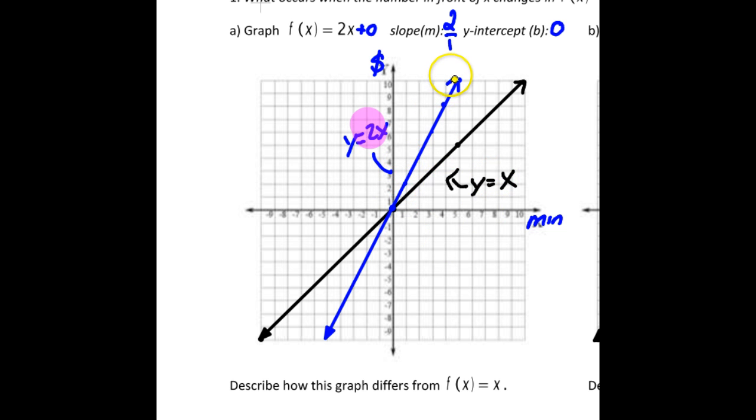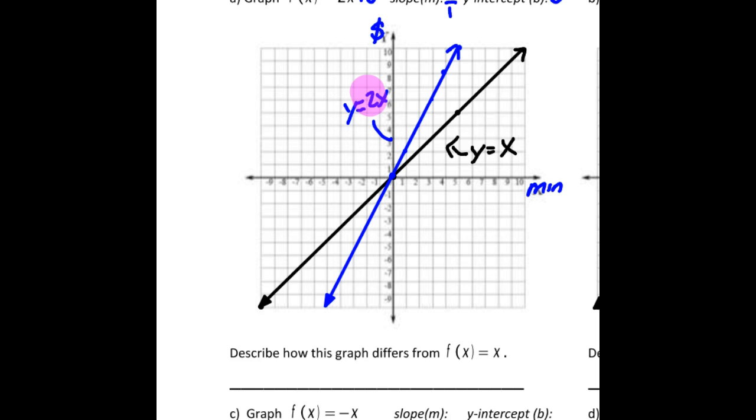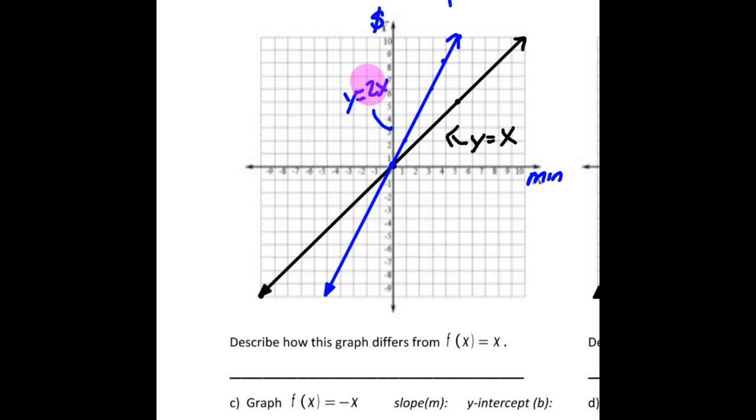They got to $10 twice as fast. It only took them 5 minutes. This person took 10 minutes to get $10, same amount. So that's the kind of description we're going for, is that it grew twice as fast. Another way of saying it would be, you'd say something like y equals 2x is twice as steep, the steepness of the line.